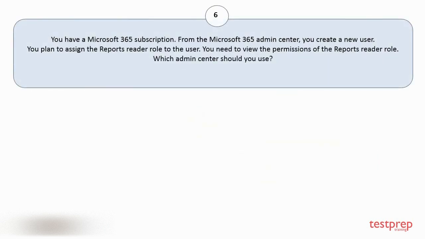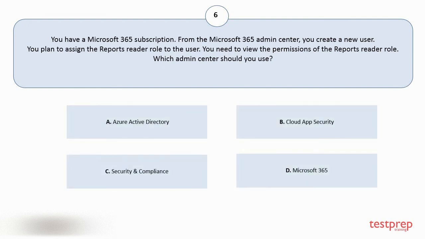Question number 6. You have a Microsoft 365 subscription. From the Microsoft 365 Admin Center, you create a new user. You plan to assign the reports reader role to the user. You need to view the permissions of the reports reader role. Which admin center should you use? Your options are: A. Azure Active Directory. B. Cloud App Security. C. Security and Compliance. D. Microsoft 365. The correct answer is option A.